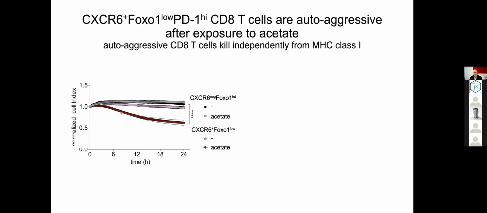And we see that those cells which are CXCR6 positive, FOXO1 low, as we predicted by our transcription factor analysis, once they have been exposed to acetate, a short-chain fatty acid, developed cytotoxic activity. Now we termed this autoaggressive because these cells didn't require antigen recognition.